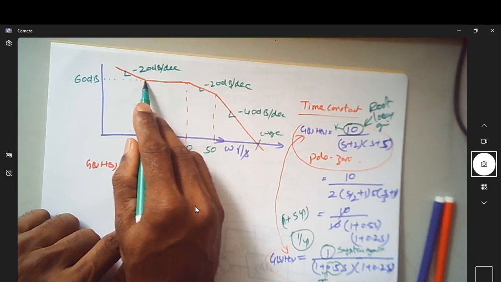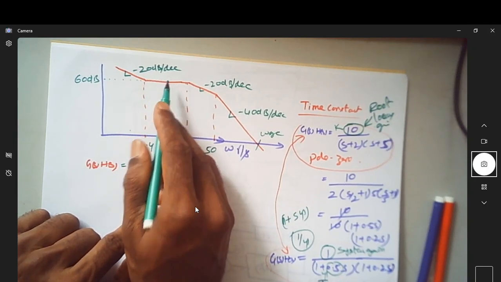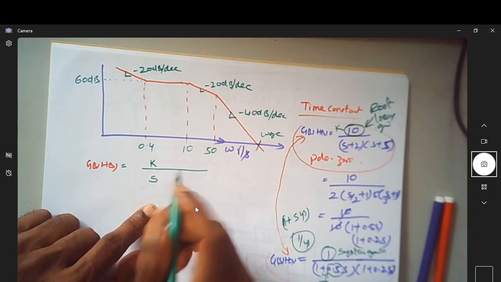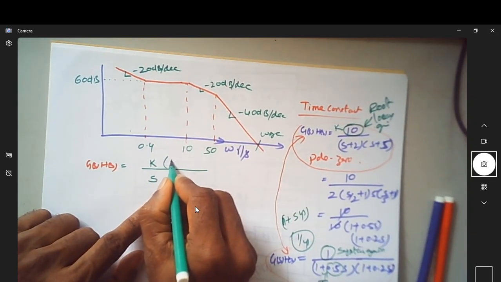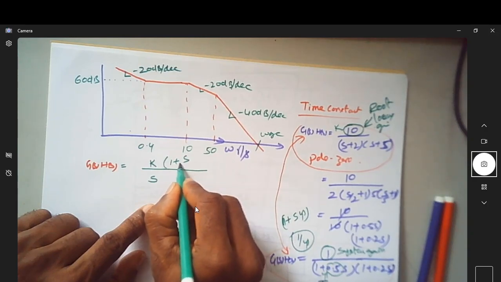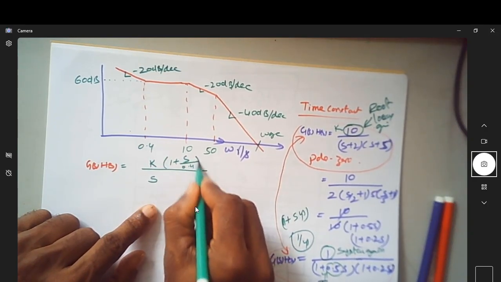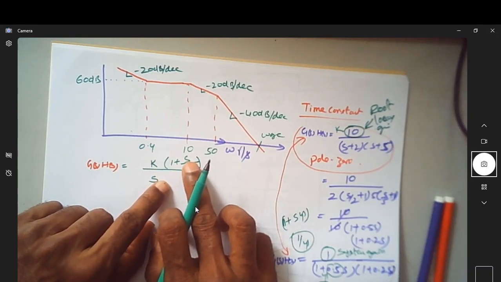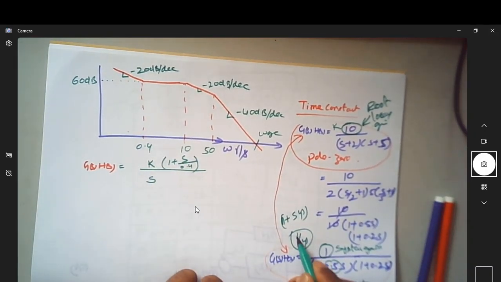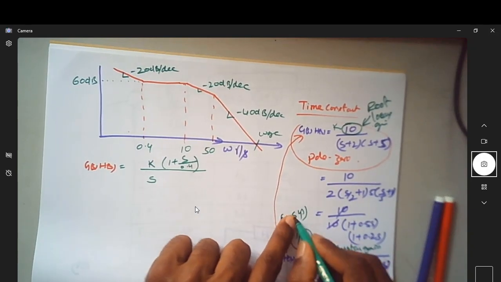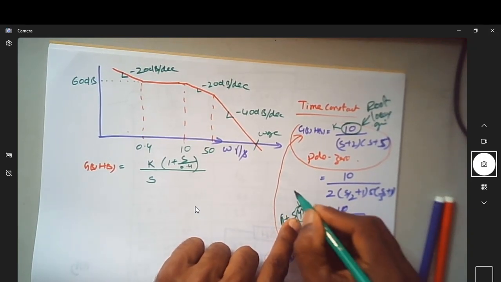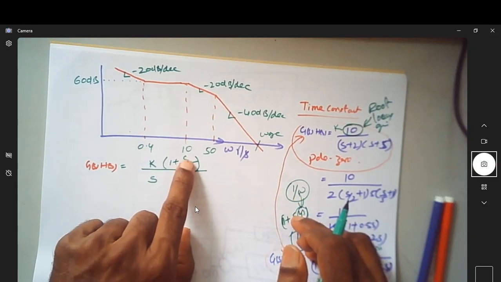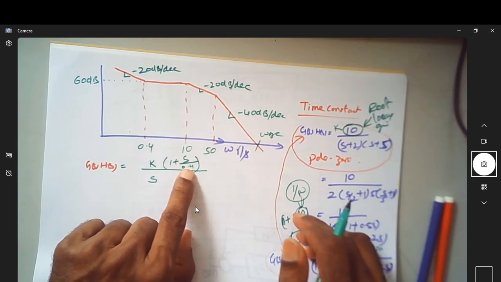Now there is a change in the slope. Actually the slope is increasing. If there is an increase in the slope, it means that it is due to a 0. So I will write it as 1 plus s by the cutoff frequency, which is 0.4. Because we know that tau is nothing but 1 over the frequency, and the frequency is 0.4, that's why I'm writing it as s by 0.4.